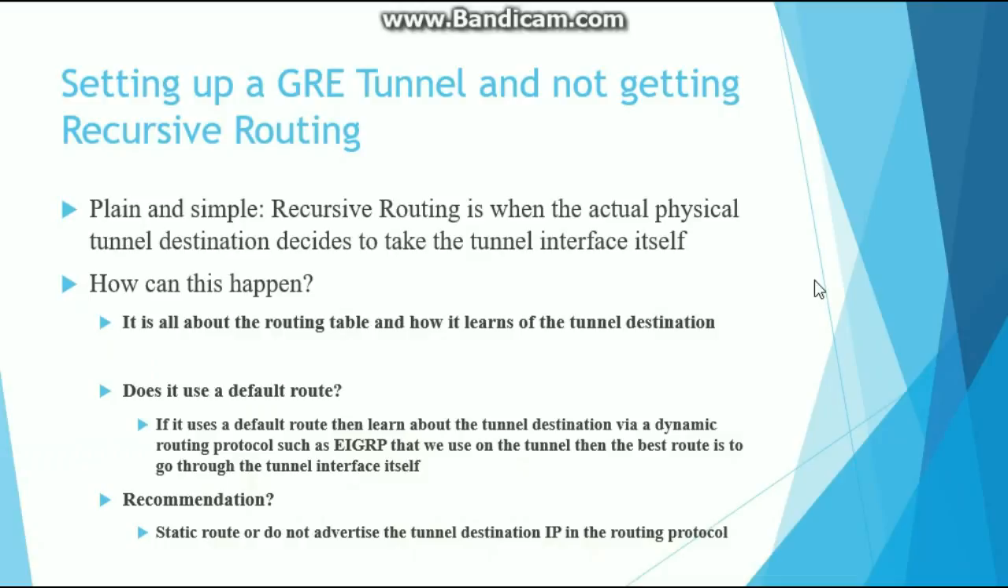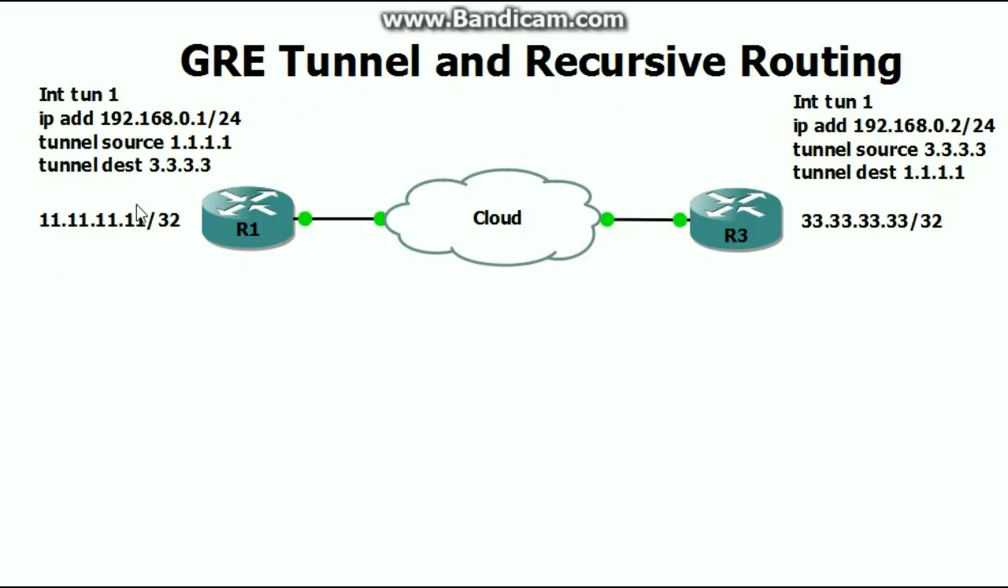The basic thing is, look at the routing table. How does it know about the actual tunnel destination? How does it know how to get there? And make sure that if you're using a default route, you don't advertise the actual tunnel destination into your dynamic routing protocol over the GRE tunnel itself. All right, so that's what recursive routing is.